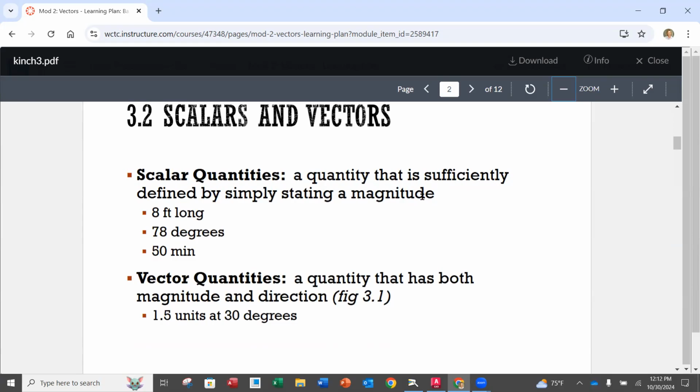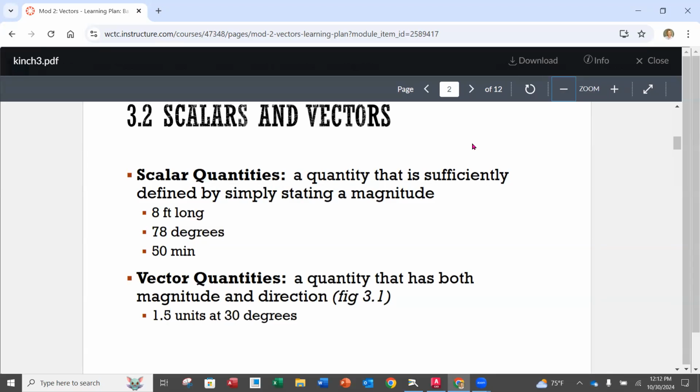So a scalar quantity is going to be a quantity that can be sufficiently defined by one type of element. So just one magnitude, for instance. So if we start looking at how long something is, or what the distance is from one point to another, we can just identify that number. So 8 feet long, 20 miles away. Temperature, how warm is it outside? 78 degrees. Or time, it took me 50 minutes, or we have a 50-minute long class. So whenever we can define it with one quantity, fully define it sufficiently, that means it's a scalar quantity.